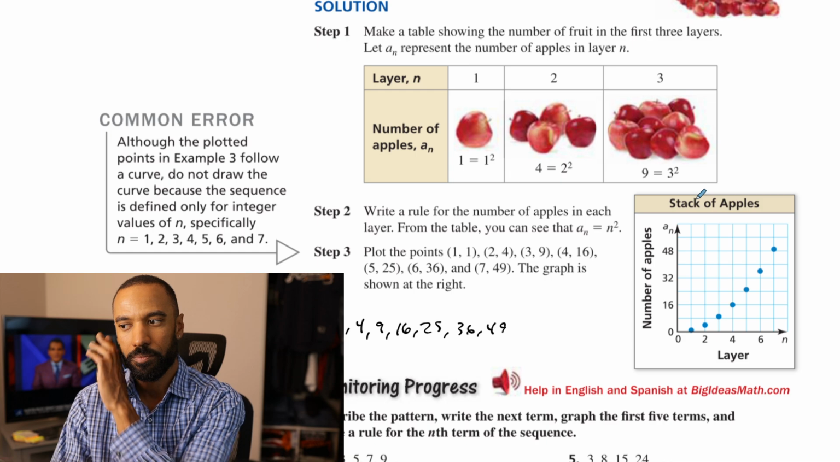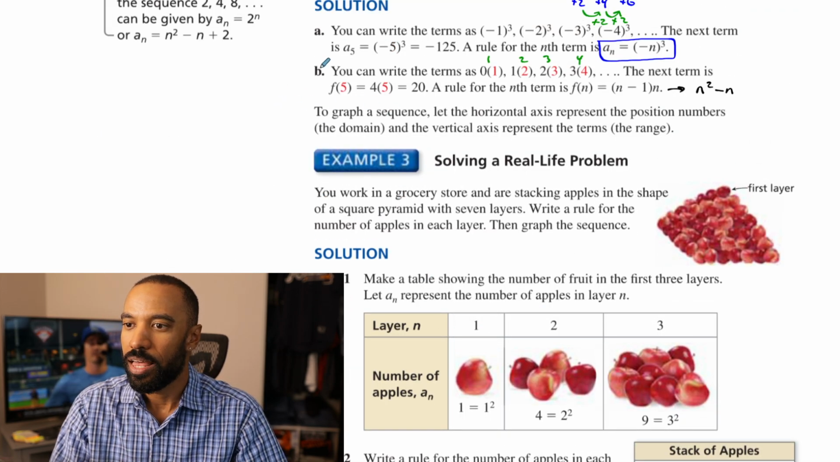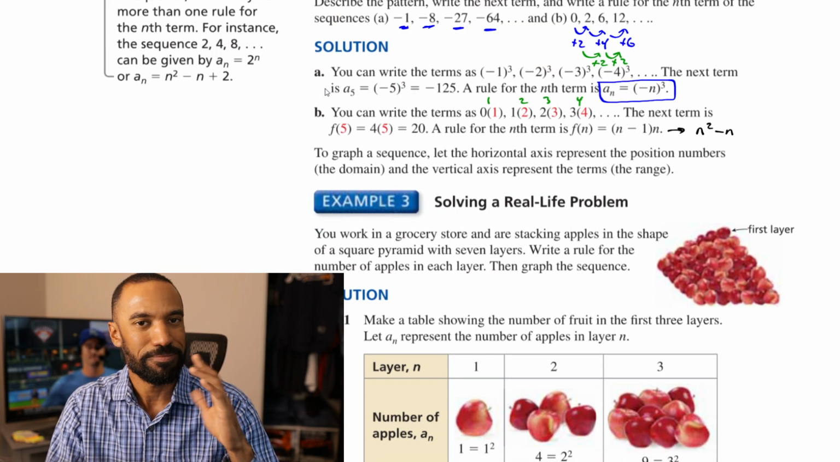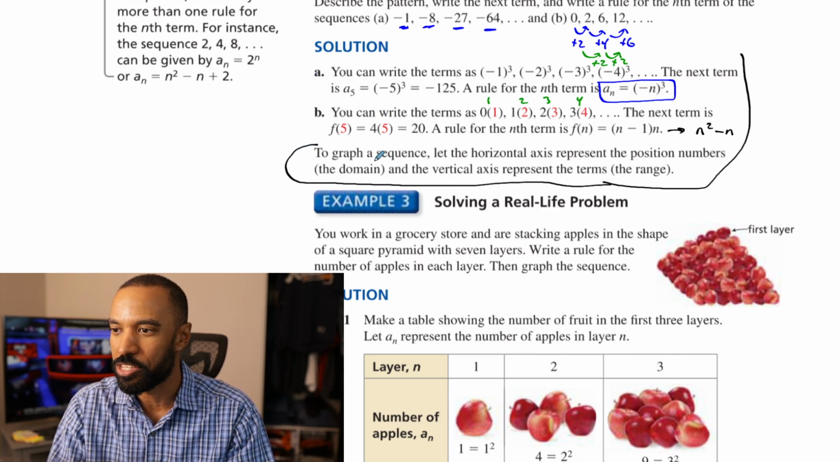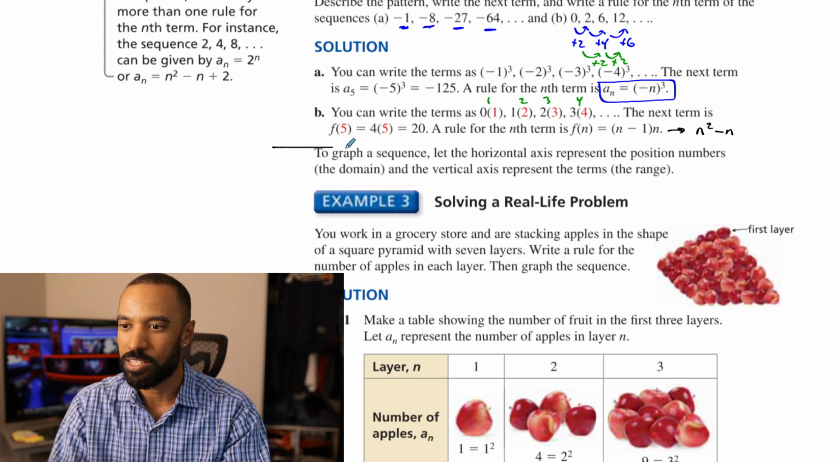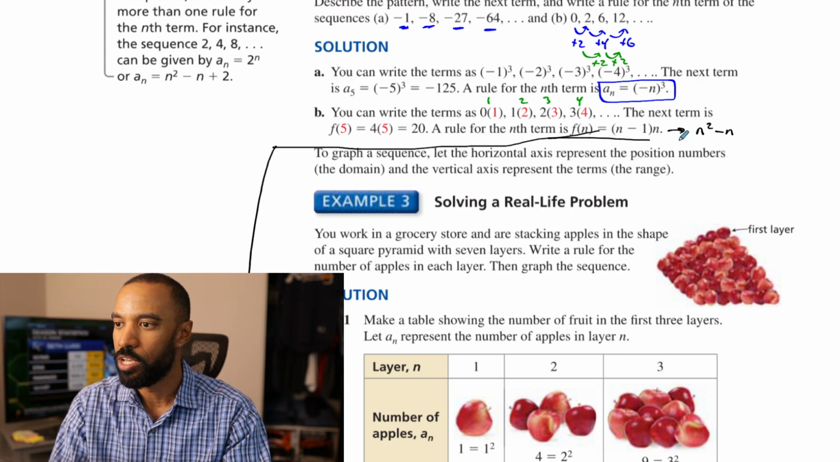Now, graphing it, that's why they mentioned this. I'm sorry. I didn't notice. I'm rusty right now. I thought this was a part of this up here. No. This statement is a part of this down here. So let me read that again.